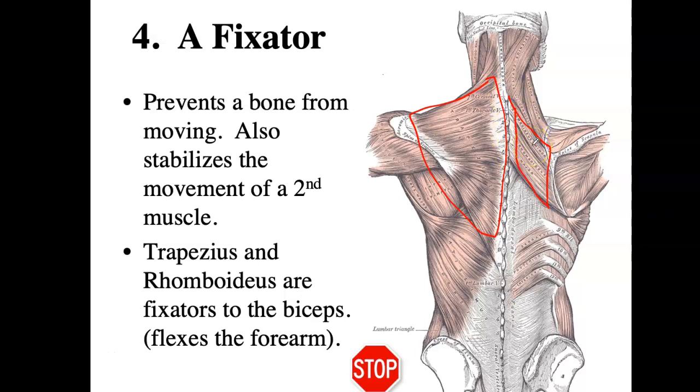And those two are fixators to the biceps, because look, they're attaching here onto the scapula, right? And the scapula is an anchor to the arm. So those two muscles are fixators. They're just holding tight there. They're holding onto this scapula, right? So it doesn't float around up or down. It's holding it tight so that the muscle movement in the arm here can be more smooth.